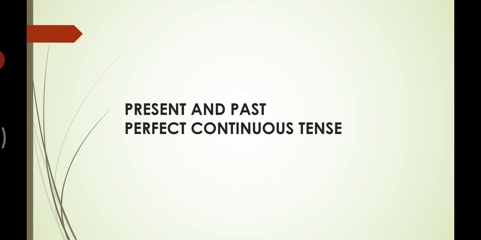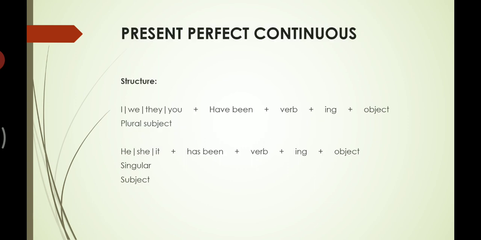I have already discussed with you present simple and past simple, present continuous and past continuous, present perfect and past perfect. And today we shall learn more about tenses. The next in line are present and past perfect continuous tenses. Let's start with present perfect continuous.